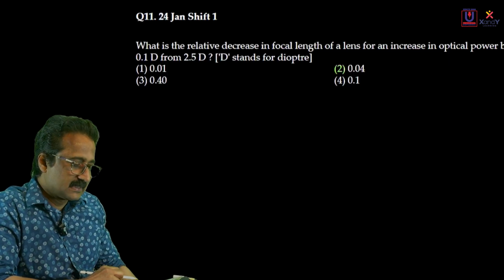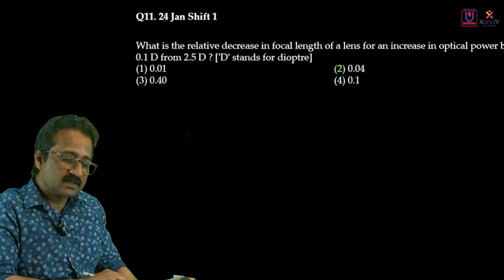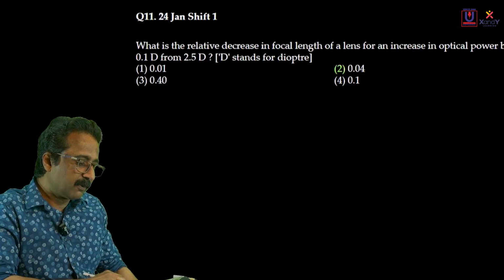Easy question. What is the relative decrease in focal length of a lens for an increase in optical power by 0.1 diopter from 2.5 diopter?